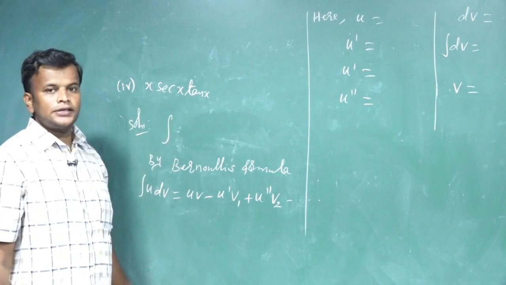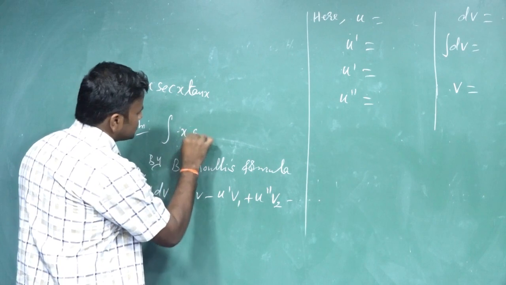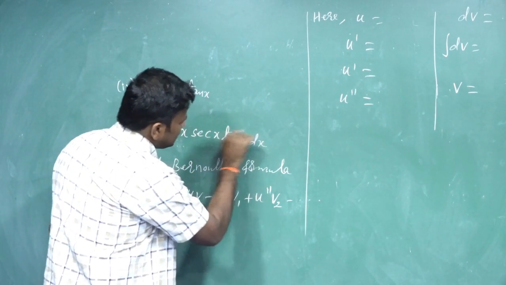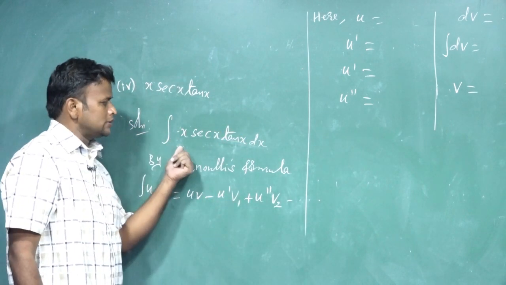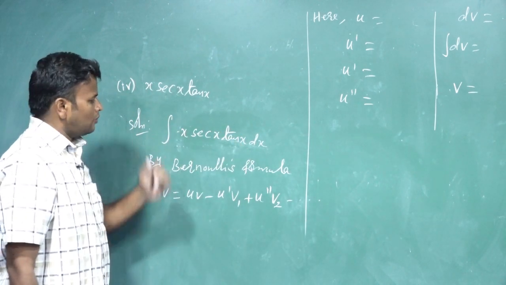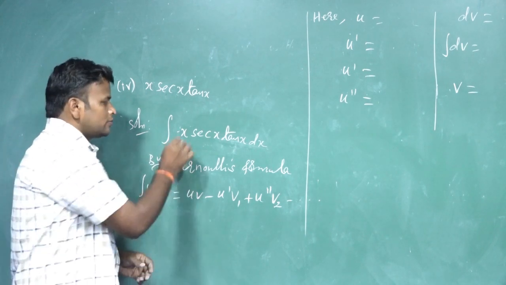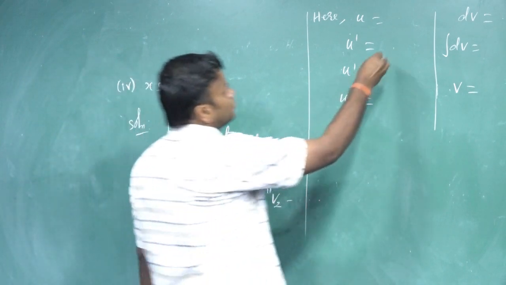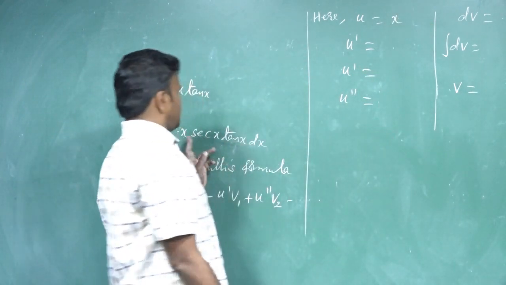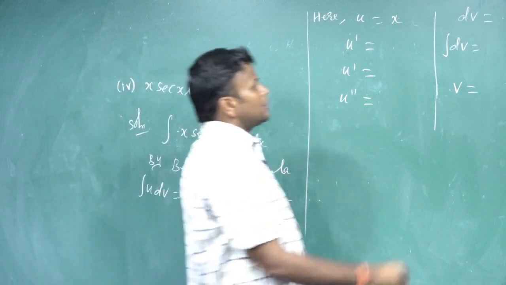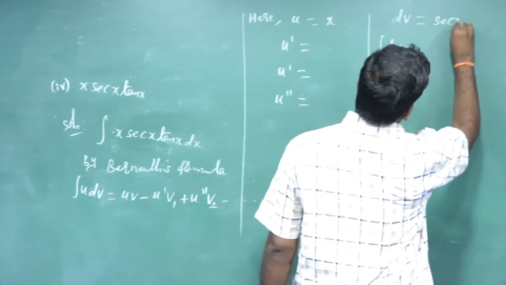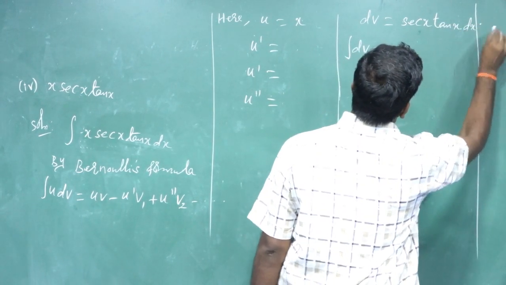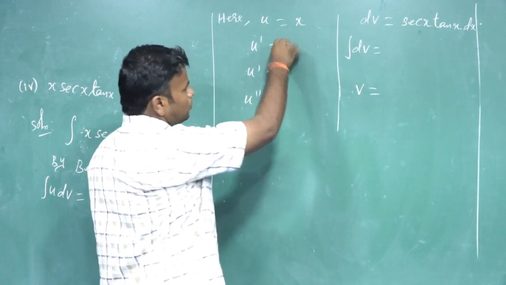X secant x tan x. So integrating of x secant x tan x into dx. You see x secant x tan x. What is the value of u? Same x. And all the remaining values are dv. So the value of u is x, and all the remaining values are dv. The value of dv is secant x tan x into dx.